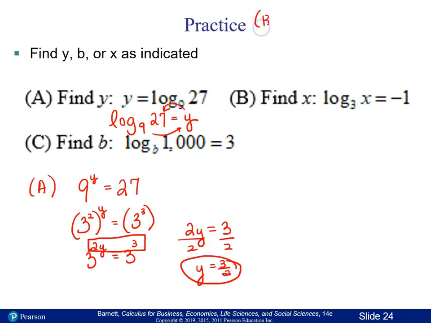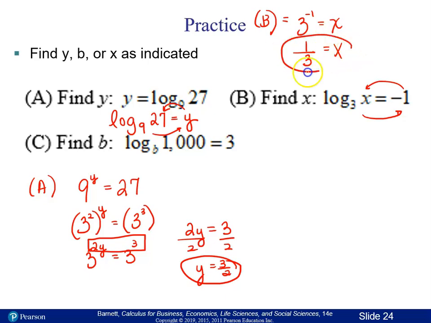All right, part B. If we look at this one, it's already on the left side, so we're just going to circle it around. So we'll have 3 to the -1 is equal to x. Remember that anything to the -1, we can bump to the denominator. So that means x would be 1/3.